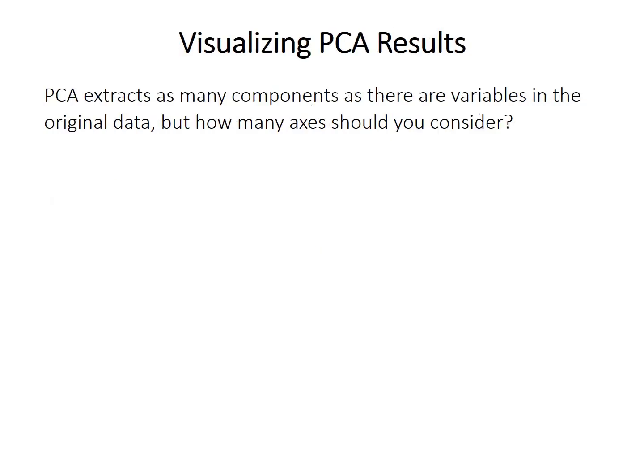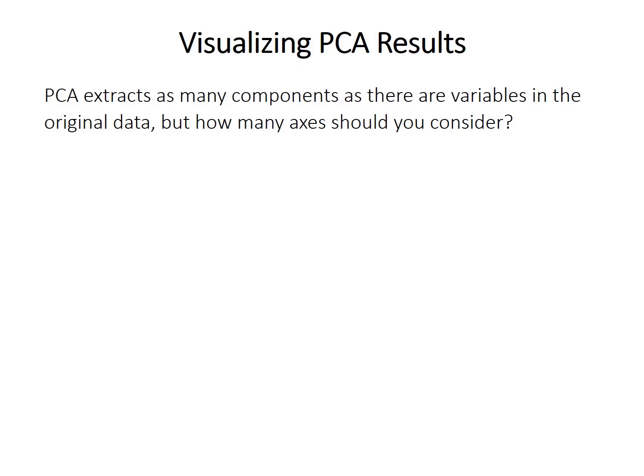So PCA just rotates the axes to this new coordinate system, but there still are just as many axes as there were in the original data. If you have 10 variables, you get 10 principal components. And so the whole point really, as I've been saying, is to simplify the data for interpretation. So obviously we can't look at all 10, but how many should we look at?